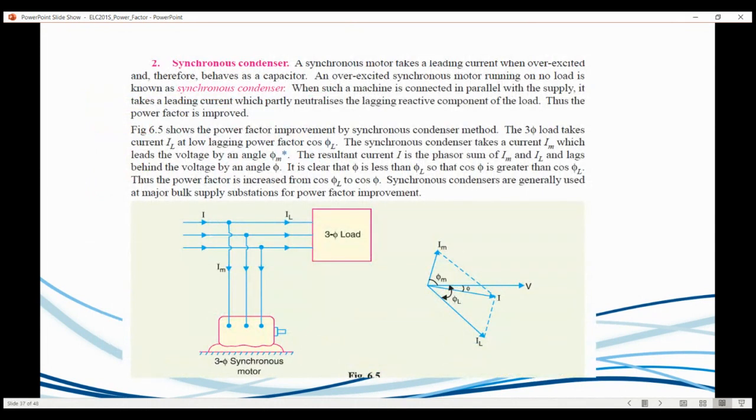The other type is a synchronous motor. I've posted this note as an additional thing, but it's particularly a synchronous motor with a leading current, and we're actually going to do synchronous motors next semester. And when it's overexcited, meaning the voltage is greater than the EMF essentially, and running on no load, in that case it's called a synchronous condenser. Typically we connect it in parallel with the supply. What it does, and you'll see the maths behind this, is create a leading power factor. Anyway, so that's the one.